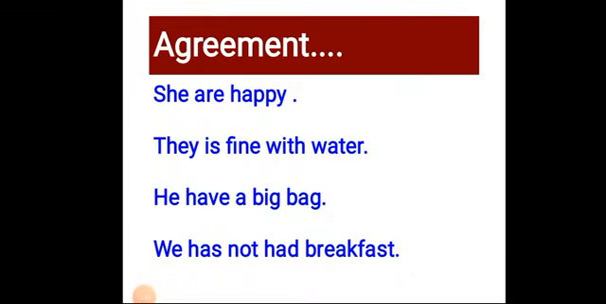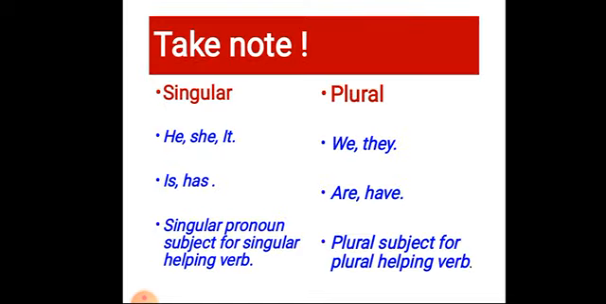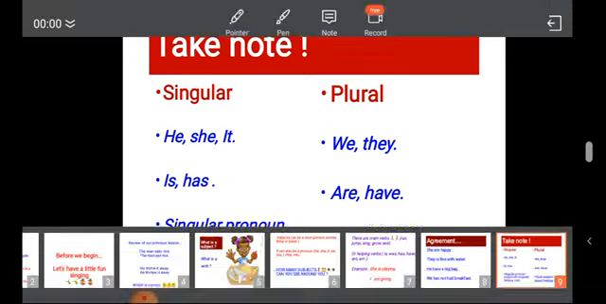Yes, the subject and the verb are not agreeing with each other. They are not agreeing. That's why the sentence is wrong. So it's important that the subject and the verb are friends. If they are not friends, the sentence will be wrong.